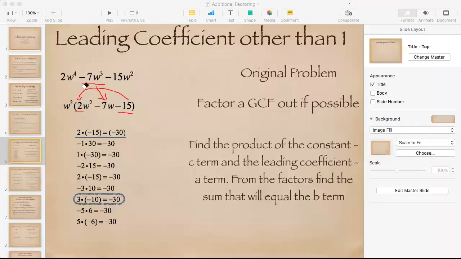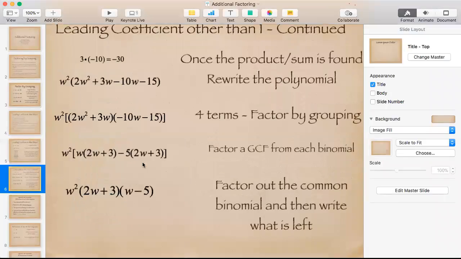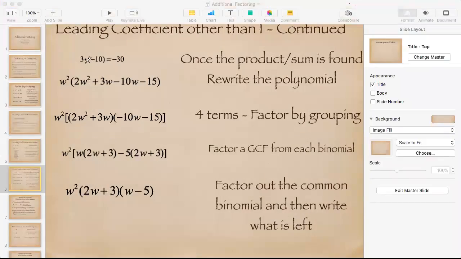And once I have the factors that I think are the right ones, I'm going to look and say, well, positive 3 plus a negative 10 is going to actually equal the negative 7. So I'm going to rewrite it with those two factors. So I'm going to have the w squared times 2w squared plus 3w minus 10w minus 15. So notice that these factors, the 3 went here as a 3w, and the negative 10 went here as a negative 10w. Then I'm going to factor by grouping.